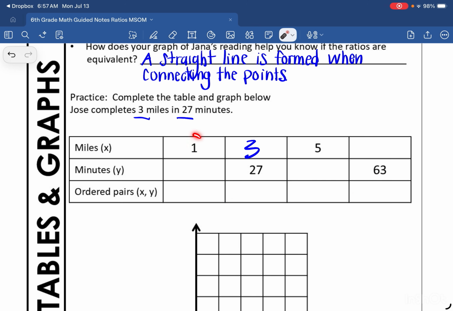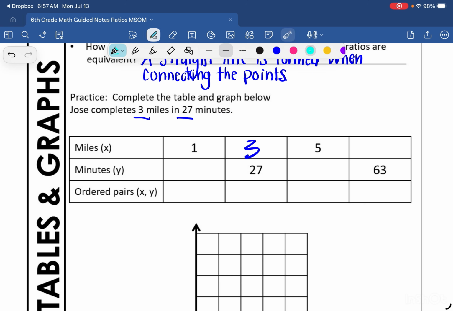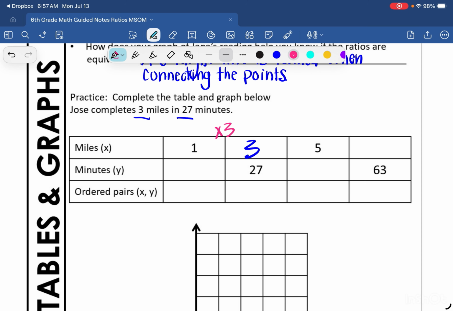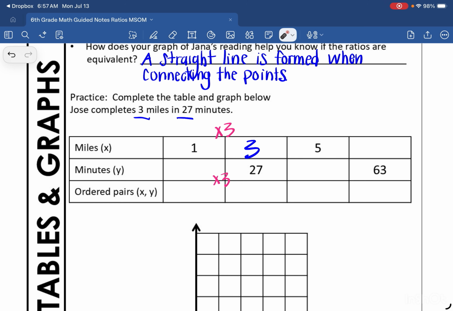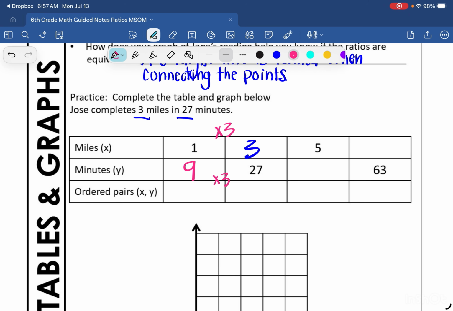So I need to figure out 1, and there's a couple different ways to figure this out. I can think about multiplication. I can also think about division, since that's just the inverse of multiplication. So if I have 1, what am I going to multiply that by to get 3? And that's going to be 3. So going down here, what number multiplied by 3 is going to give me 27? If I don't know that, I can think of 27 divided by 3, and that's going to give me 9. So he's running 1 mile in 9 minutes.